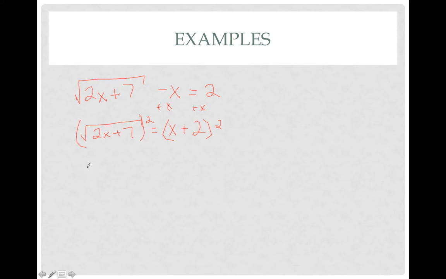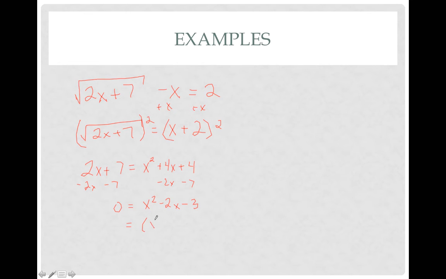Now I can square both sides. When I square the left side, the whole point of that was to get rid of the square root. When I square this side, I have to FOIL it, which becomes x squared plus 4x plus 4. And in order to solve this, I must set it equal to 0, so therefore I'm going to subtract 2x and subtract 7. So I get 0 equals x squared minus 2x minus 3.